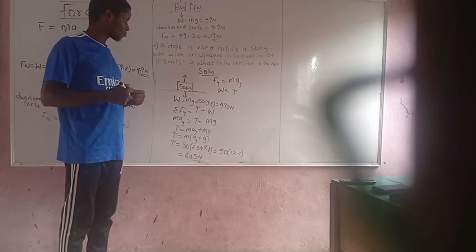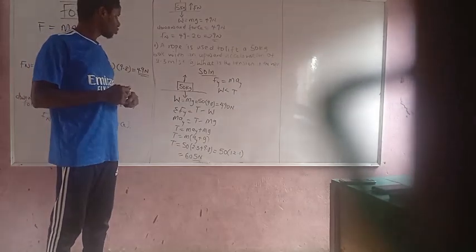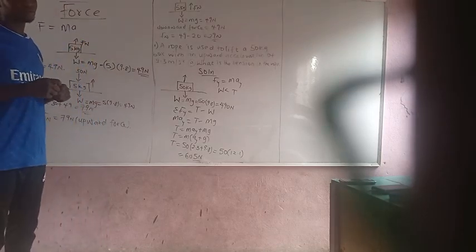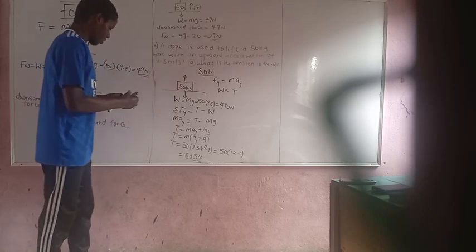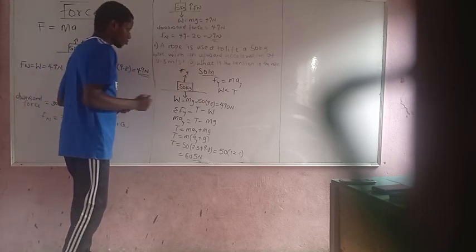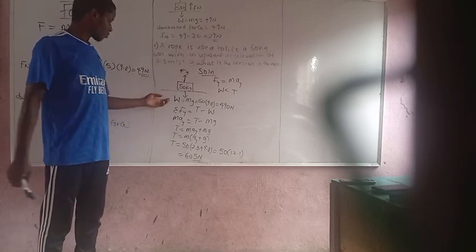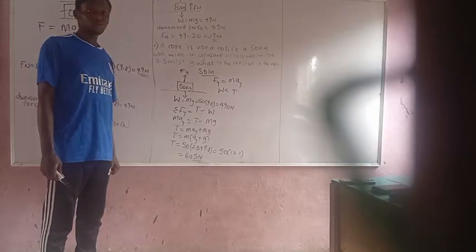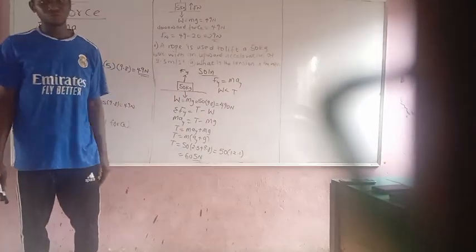So that's basically how to find the tension on the rope using this basic concept. The upward force is Fy, and we have the downward force as well. The weight is equal to mg, mass times gravity. So that's how we get that answer.